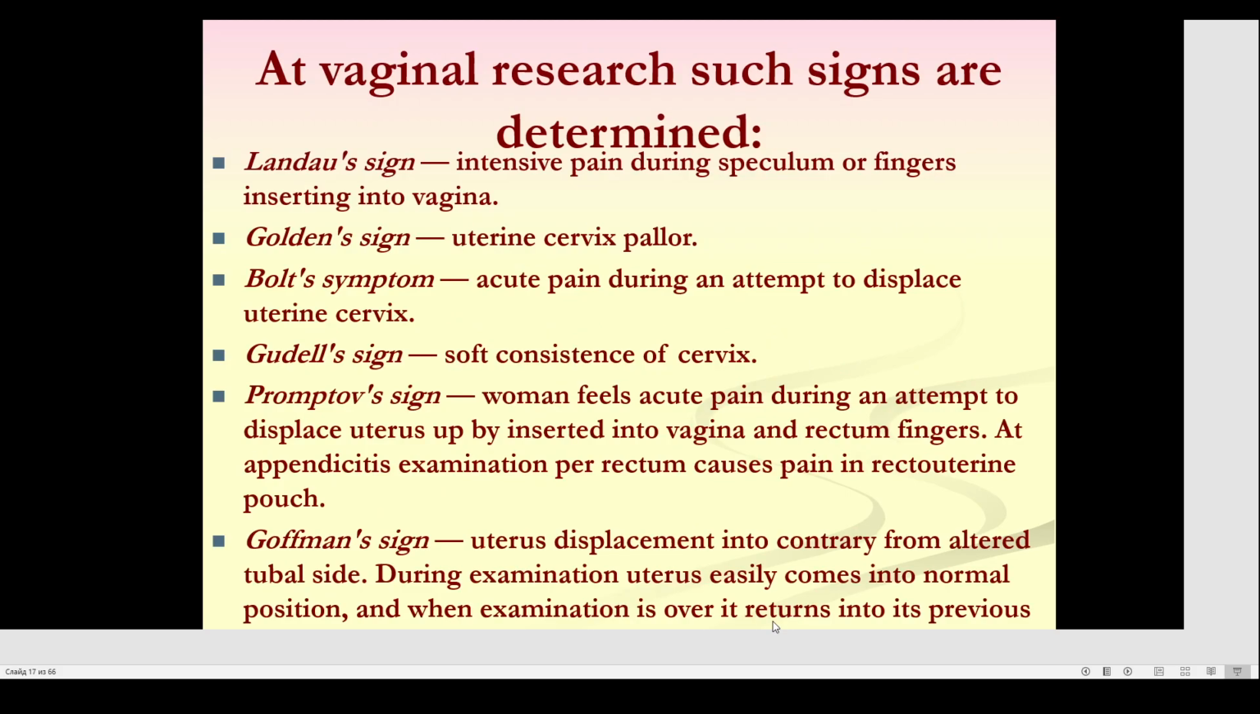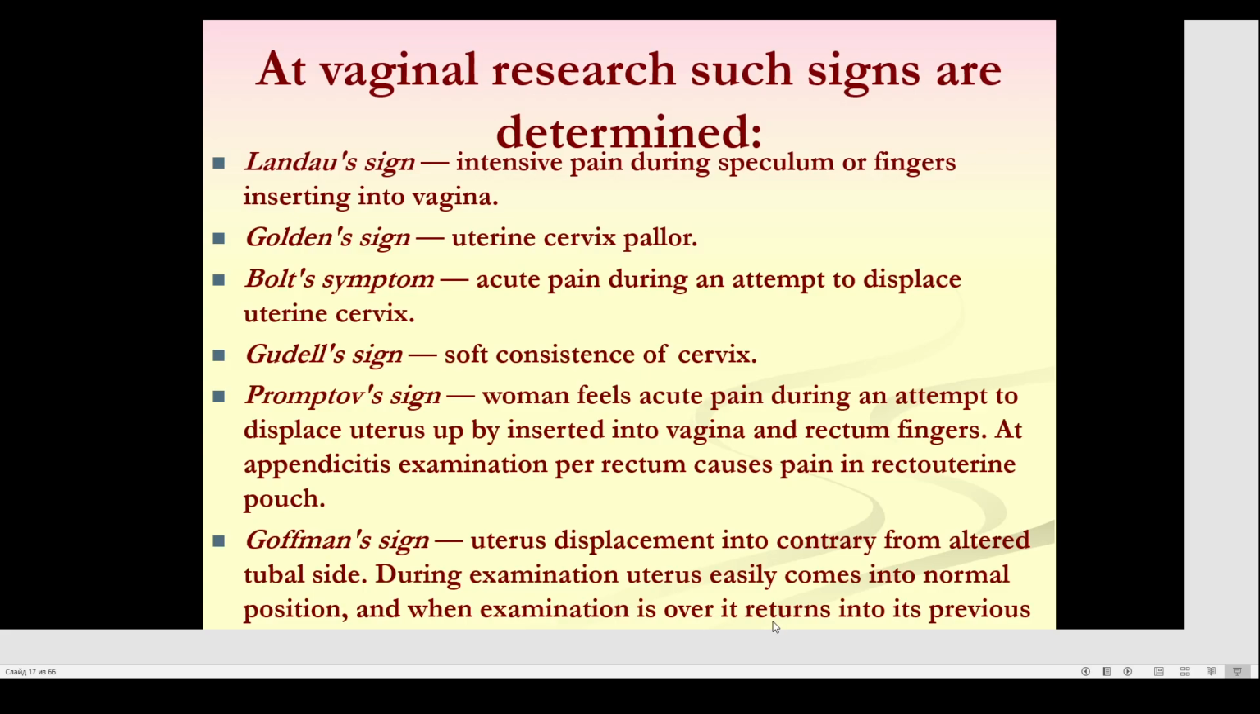Landau's sign, intensive pain during insertion of a speculum or fingers into the vagina. Golden sign, uterine cervix pallor. Bold symptom, acute pain during an attempt to displace the uterine cervix. Goodell sign, soft consistency of the cervix. I must say that the same sign is present in uterine pregnancy, when the consistency of the cervix and sometimes the isthmus becomes soft.